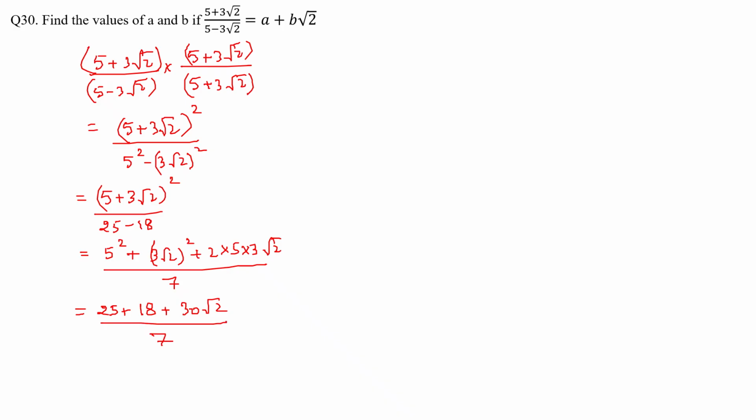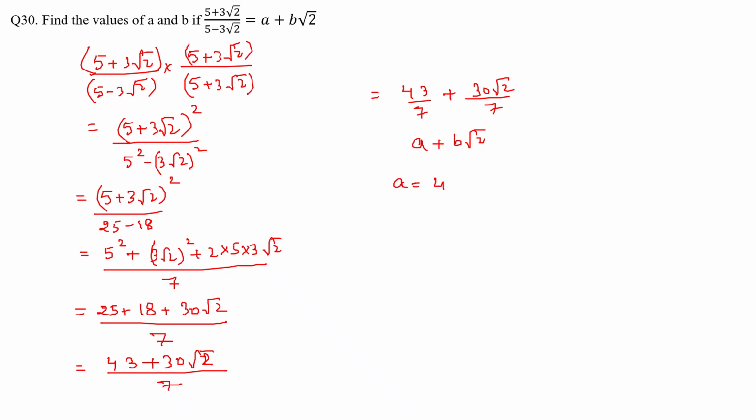Now 25 plus 18 will give me 43, plus 30 root 2, by 7. Now further I can expand it as 43 by 7 plus 30 root 2 by 7. Now let's compare this with a plus b root 2. So we will come to know a will be 43 by 7 and b will be 30 by 7. So this will be the answer for question number 30.